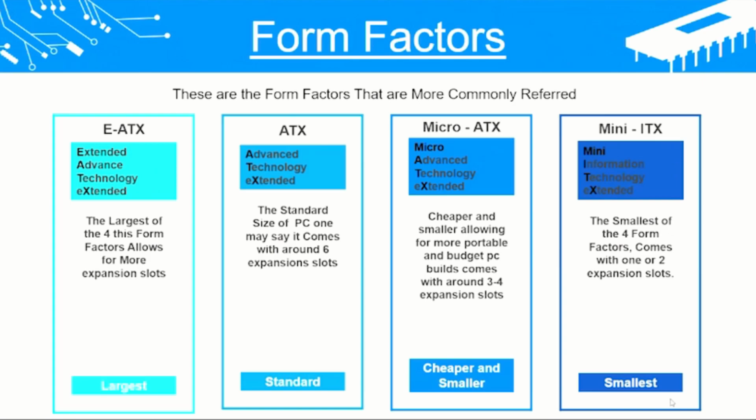Next up is a micro ATX. This micro advanced technology extended motherboard is generally bought by people who are on budget, as these motherboards are cheaper, smaller, and allow for more portability. And generally these motherboards come with around 3 to 4 expansion slots. So the more commonly found ones are ATX and micro ATX, in case any of you are wondering. They're the form factors that are more commonly used.